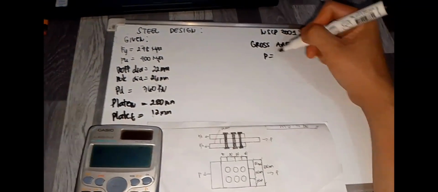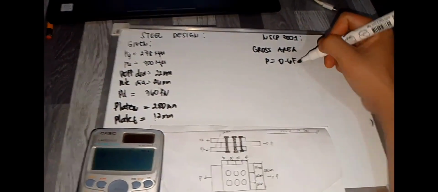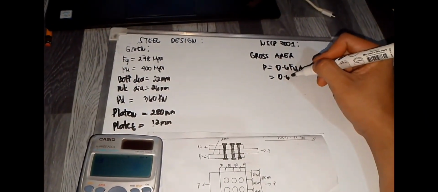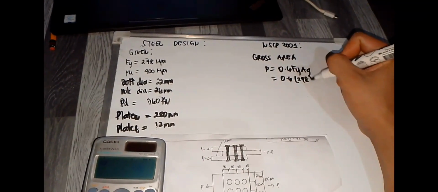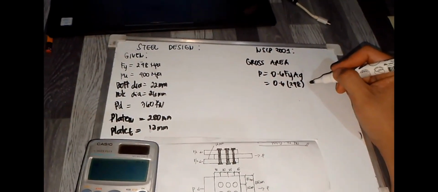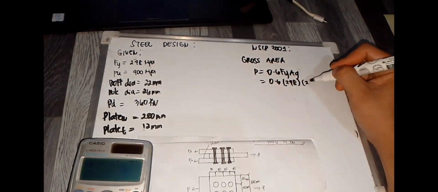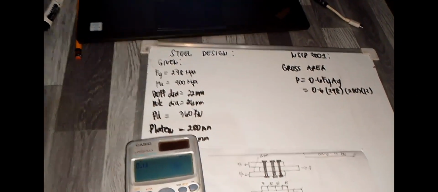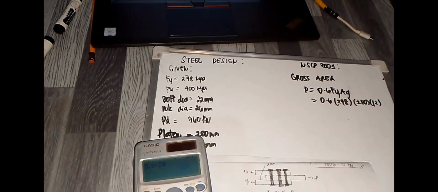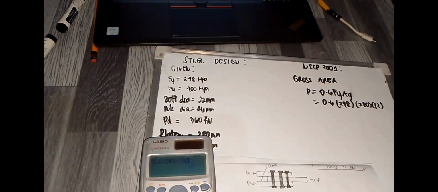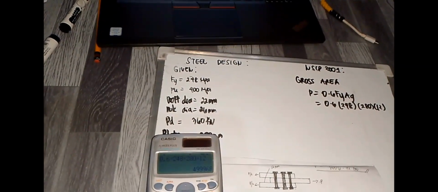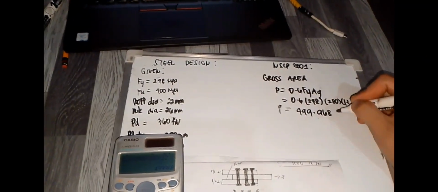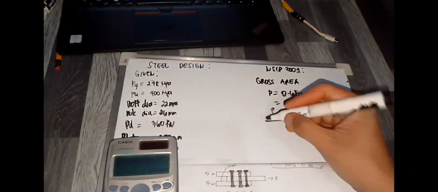The formula is P is equal to 0.6 Fy Ag. Given Fy, substitute: 0.6 times Fy, which is 248. The gross sectional area is the width of the plate times the thickness, which is 280 times 12. So compute: 0.6 times 248 times 280 times 12. So P is equal to 499.968 kilonewton.